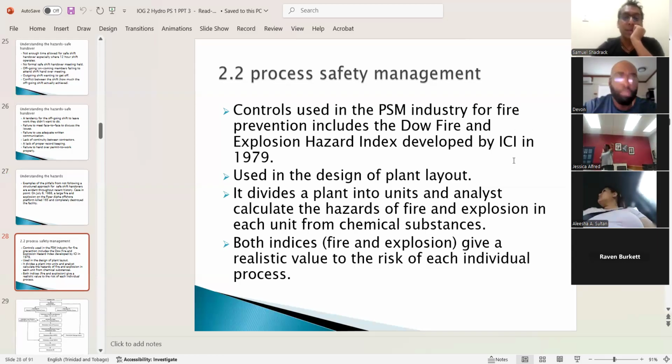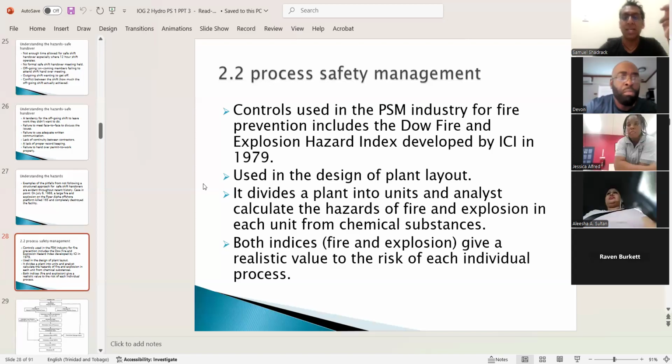Incorporated Company. And what they would have done here, they would have just taken like a plant, so like a layout, and they broke it down into smaller units. We call it compartmentation. And they would have just estimated what is the probability of a fire.